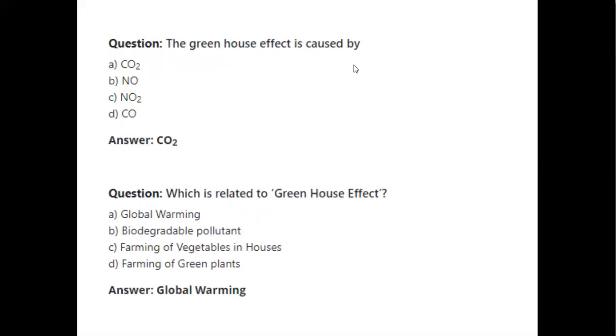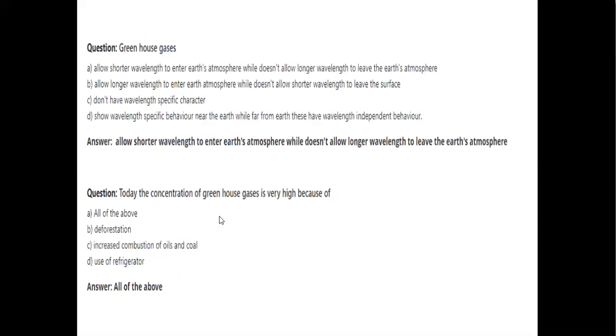The greenhouse effect is caused by carbon dioxide, nitrous oxide, nitrogen dioxide, and carbon monoxide. The greenhouse effect is caused by carbon dioxide, which is related to greenhouse effect, global warming, biodegradable pollutant, farming of vegetables in houses, farming of green plants. Option A is the right answer. Global warming is related to the greenhouse effect.